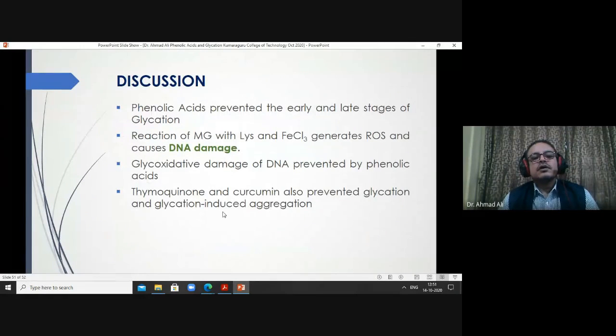With all these results, we can show that phenolic acids are quite efficient in preventing the damage of biomolecules, whether protein or DNA molecules. They also prevented glycoxidative damage. Why do we call it glycoxidative damage? Because we assume that glycation also leads to the formation of free radicals. These free radicals along with the glycation can cause DNA damage, and we have shown in our study that all these molecules, like curcumin, thymoquinone, and phenolic acids, were quite potent in preventing this damage.